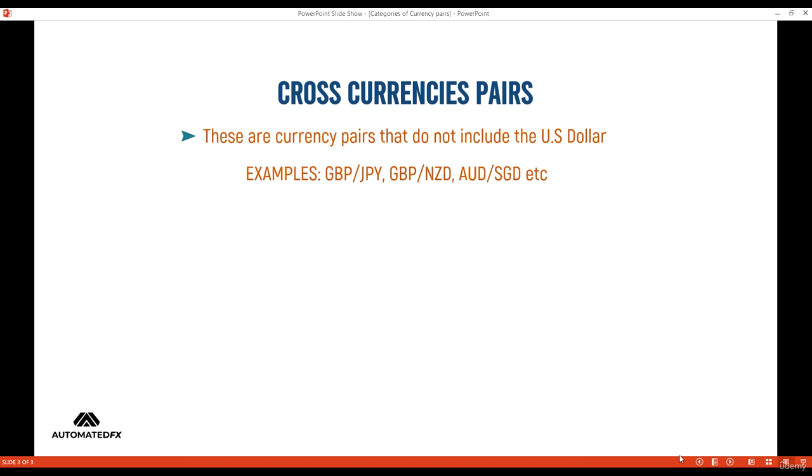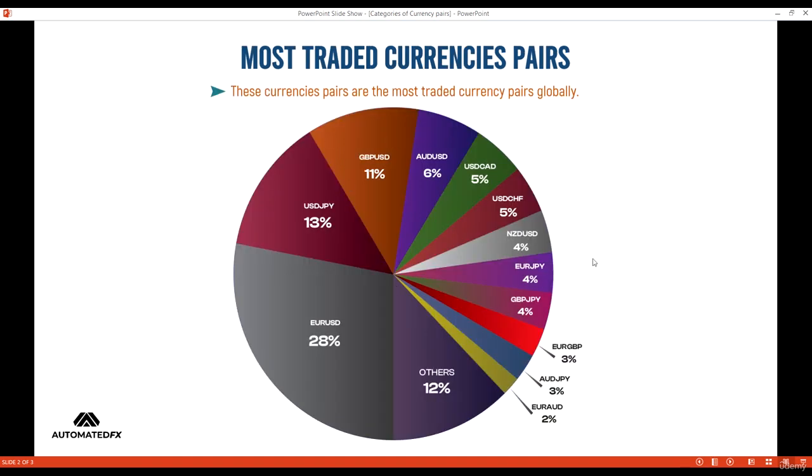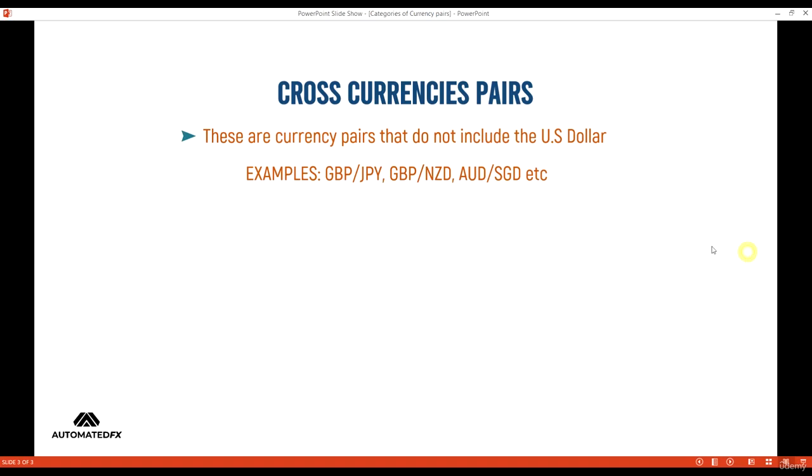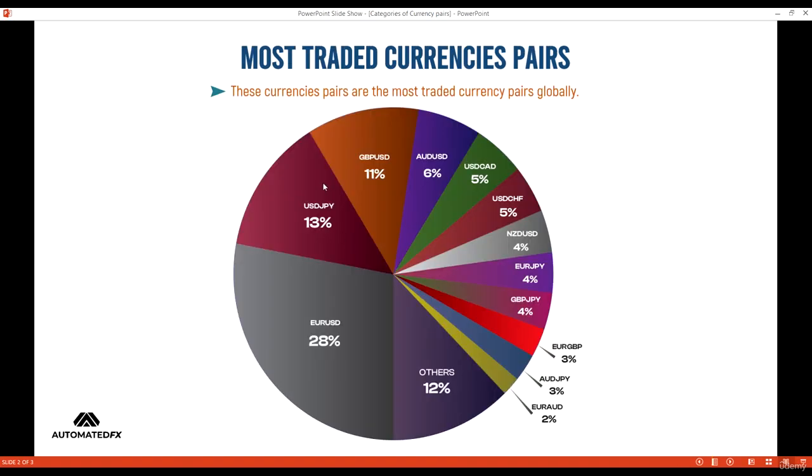You have to note that these are what we call the major currency pairs. We have the major currency pairs, and then we have the cross pairs. Major currency pairs are basically currency pairs that have the US dollar in them. We can see that most of the currency pairs here have the US dollar in them. So these are called the major currency pairs in Forex trading.